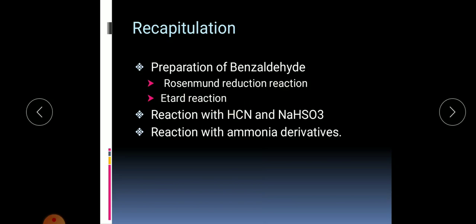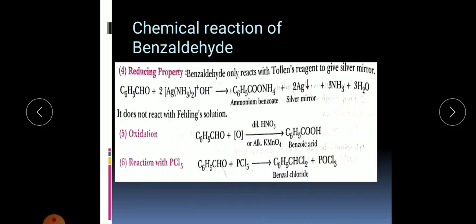After that, we have seen the reaction with hydrogen cyanide and sodium bisulfite. And then we have also seen reaction with ammonia derivatives. That means reaction of benzaldehyde with hydrazine, hydroxylamine, phenylhydrazine. All these things we have covered in our previous class. Today we are going to see further chemical reactions of benzaldehyde.